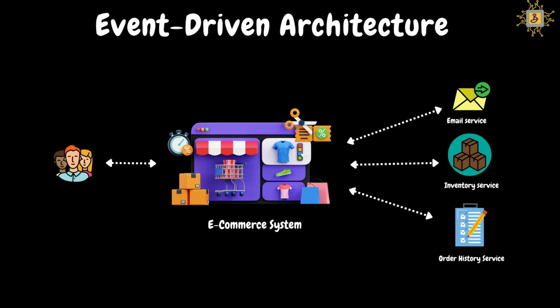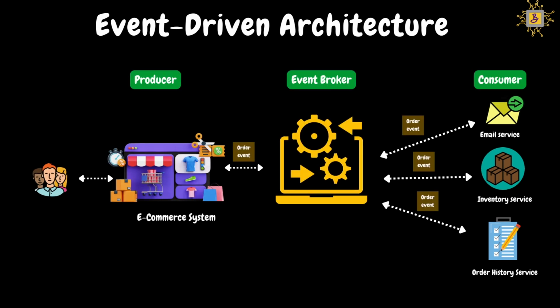To address this type of challenge in the system, event-driven architecture evolved. In this event-driven architecture, we eliminate the dependency by introducing a new component called event broker. So the event broker will receive the events from the producer, nothing but the e-commerce system, and push them to the consumer, that is downstream services. Here the event means an action.